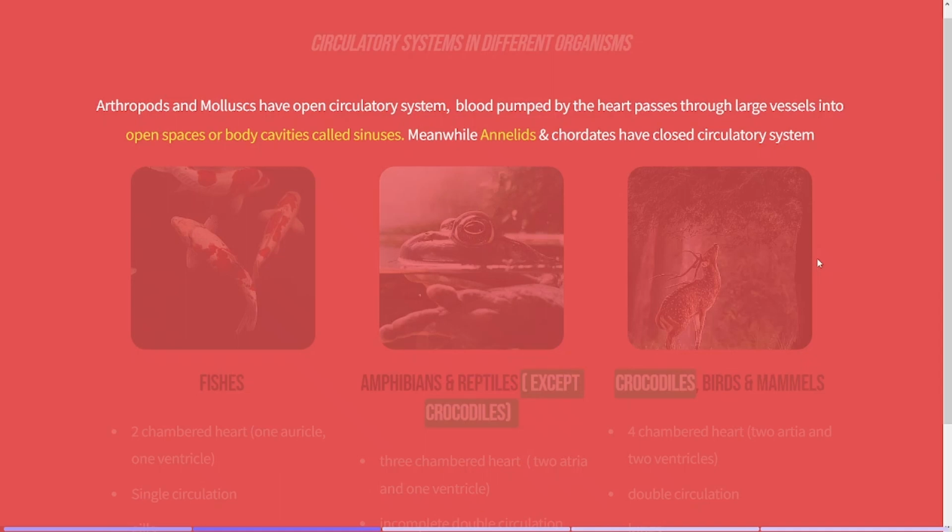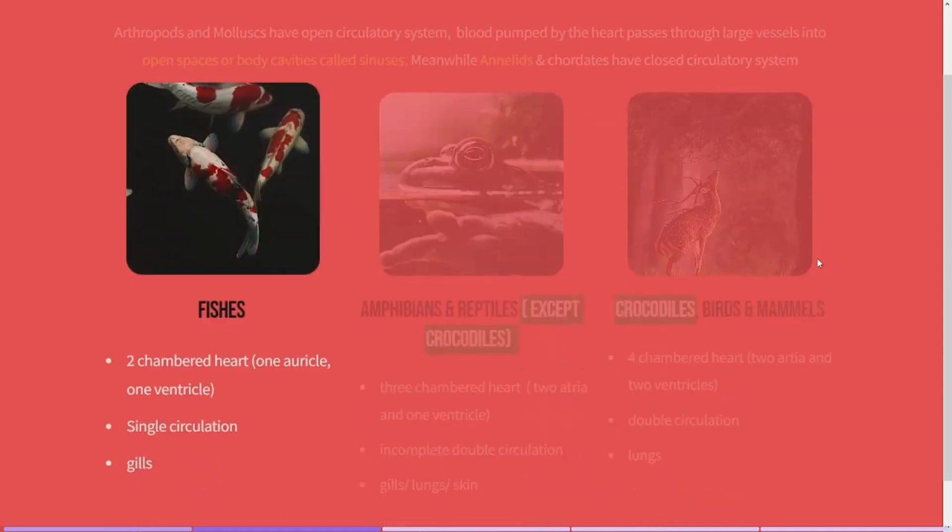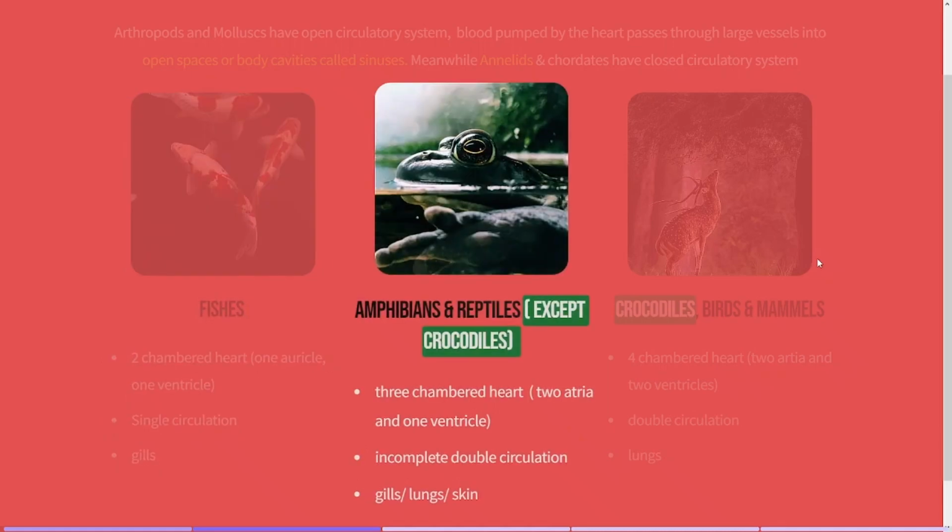After which NCERT goes into detail of some circulatory systems of vertebrate classes. For example, fishes have two chambered heart, one auricle and one ventricle. So the deoxygenated blood is pumped from the auricle and it gets oxygenated in gills and comes back to the ventricle, that is single circulation. Next, amphibians have incomplete double circulation. So amphibians and reptiles, except crocodile. You have to remember except crocodile, it is given in NCERT.